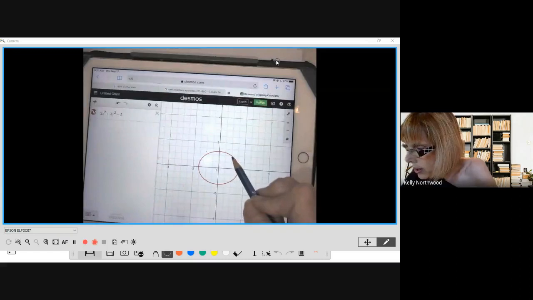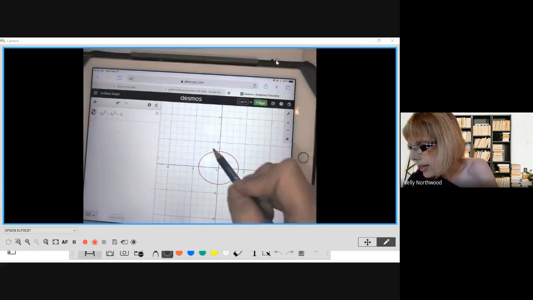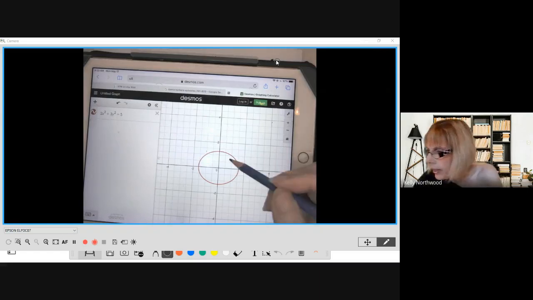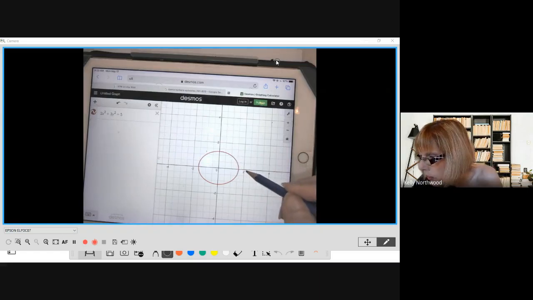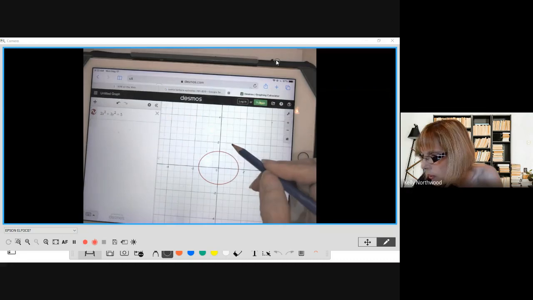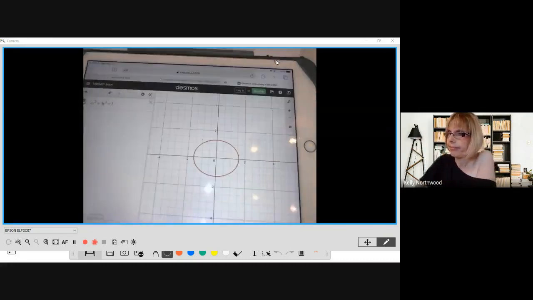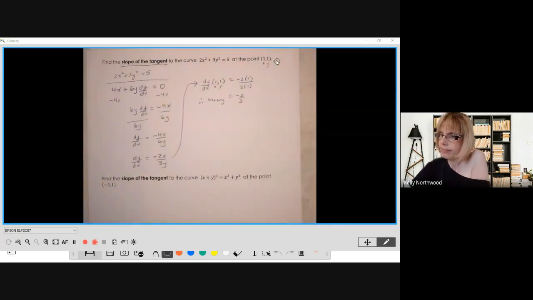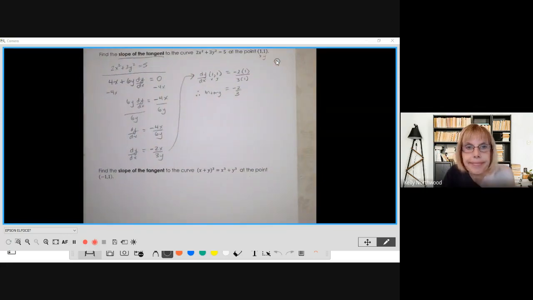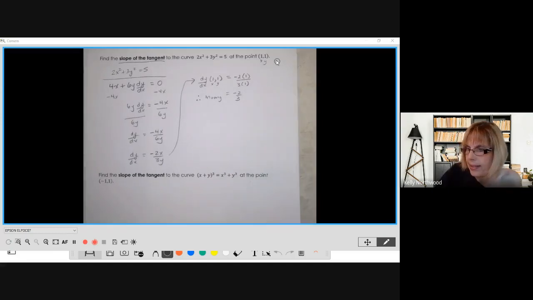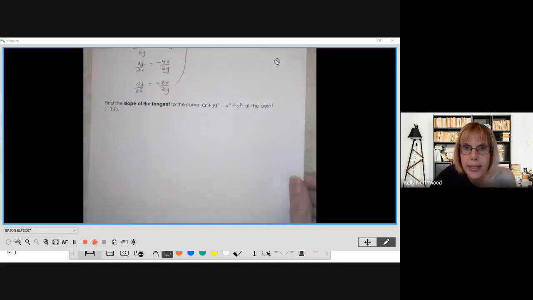There's 1, 1. The tangent is negative. And you would go down 2 and over 3. Yep, that makes sense. Up 2 and over 3. That looks like it would be the tangent. Nice. Any questions about that one? Okay. The next one's a little trickier.